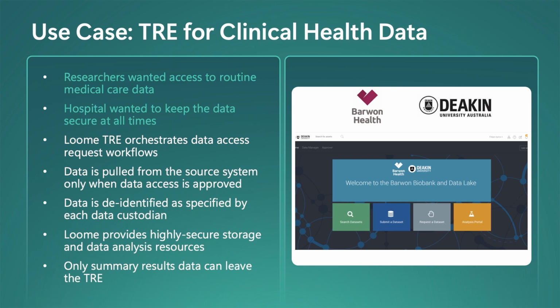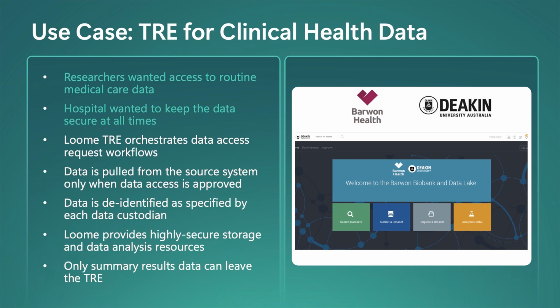Loom orchestrates data access and workflows, so that enables researchers to come into the Loom platform, search for data sets, look at what's available in the data set, and request access to the data set. The request goes to the data custodian, the owner of the dataset. These custodians onboard the datasets onto the platform, but when they onboard them, we don't copy the data. We just index the data. So that's federated, as I mentioned earlier.